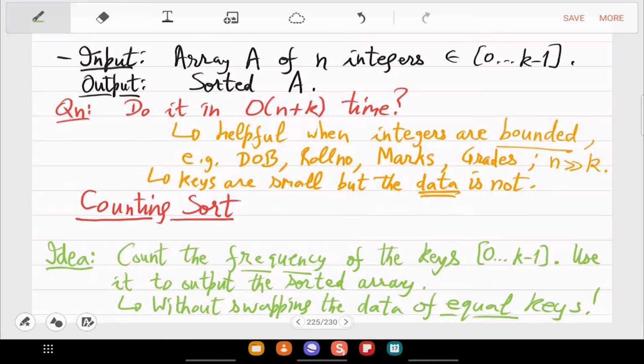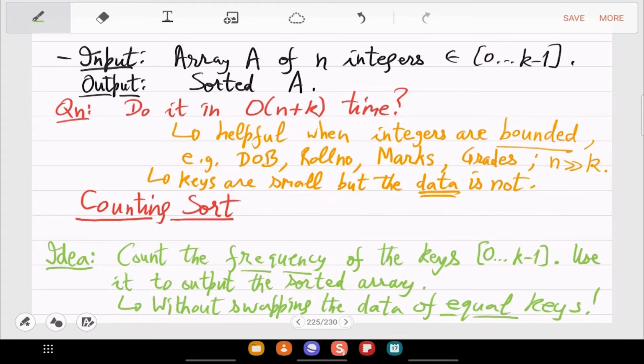Usually in exams and quizzes and lectures, we assume that the integers are distinct. Here we will not. Here they cannot be distinct because k is very small, but n is very large, right? So clearly elements are repeating. The repeated integers are like, for example, marks. Clearly many students get the same mark, right? So the data associated to that integer is different, but the key itself is the same in many places.